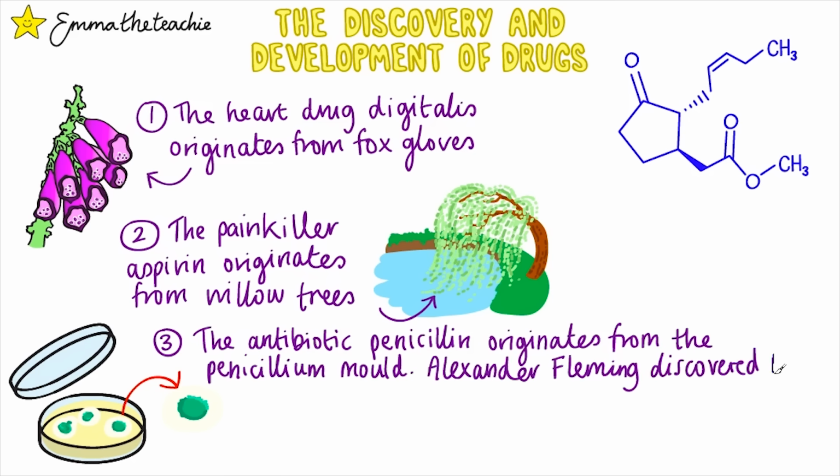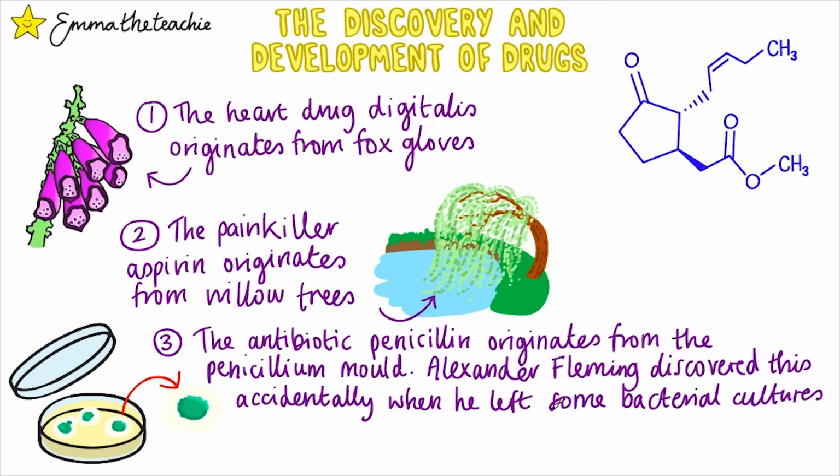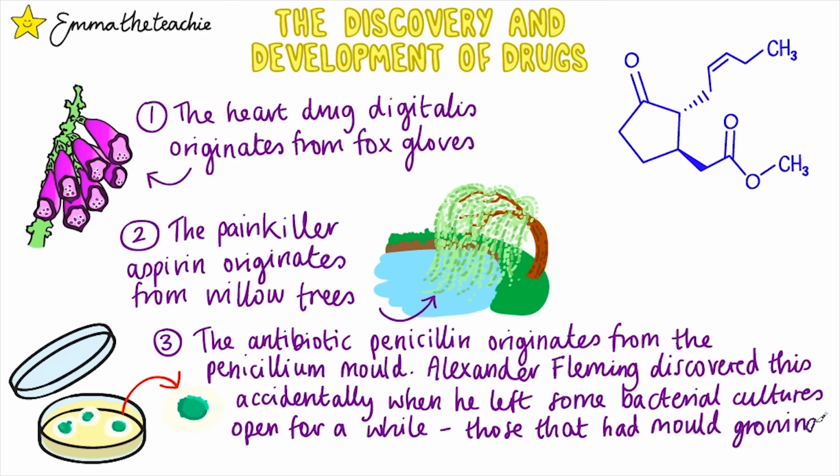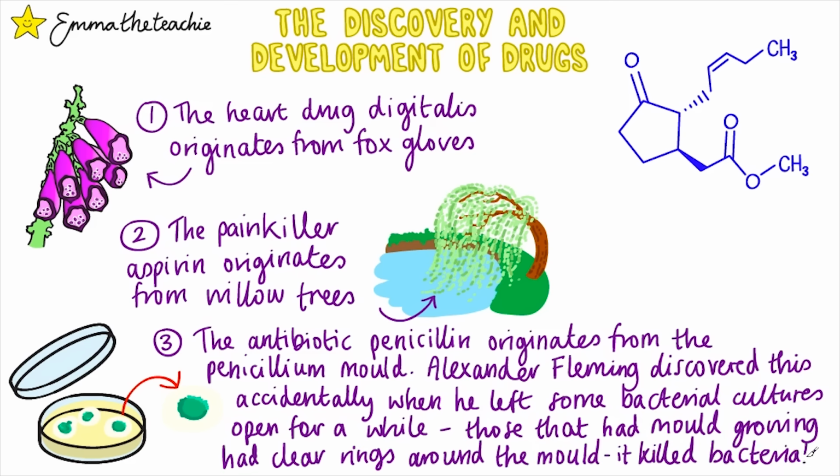Alexander Fleming discovered this accidentally when he left some bacterial cultures open for a while. He later found that those that had mold growing on them had clear rings around the mold where the bacteria had been killed. He struggled to extract the penicillin from the mold, but luckily 2 other scientists called Florey and Chain followed up on his work and were able to extract the world's first antibiotic.